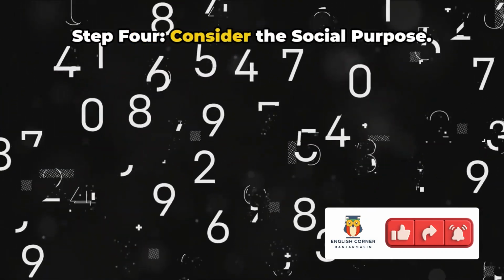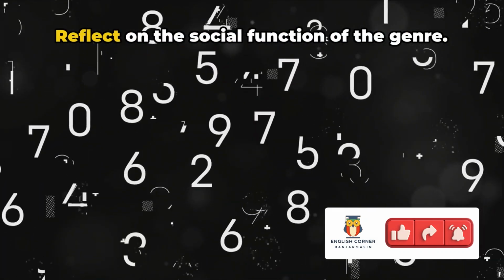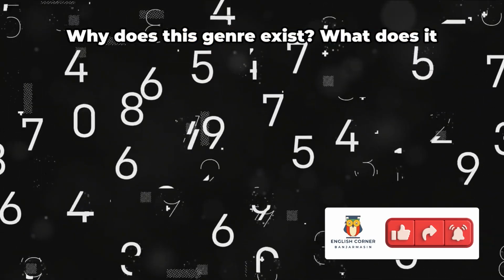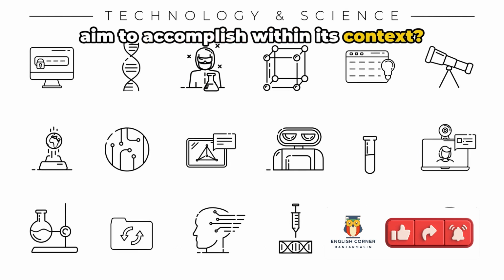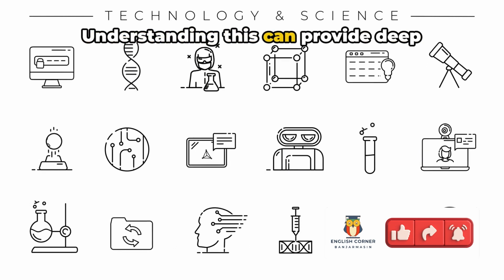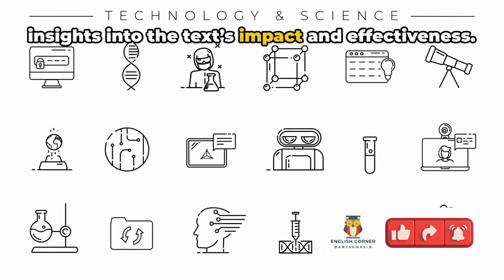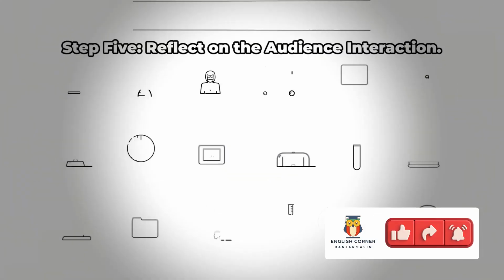Step 4. Consider the social purpose. Reflect on the social function of the genre. Why does this genre exist? What does it aim to accomplish within its context? Understanding this can provide deep insights into the text's impact and effectiveness.